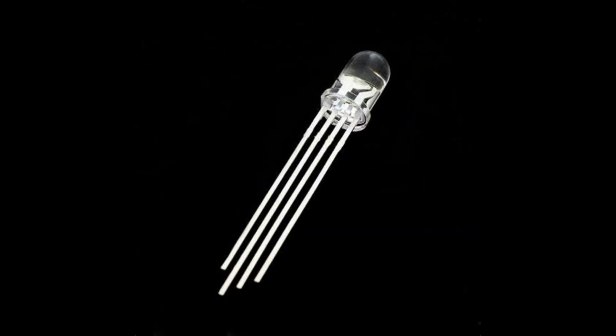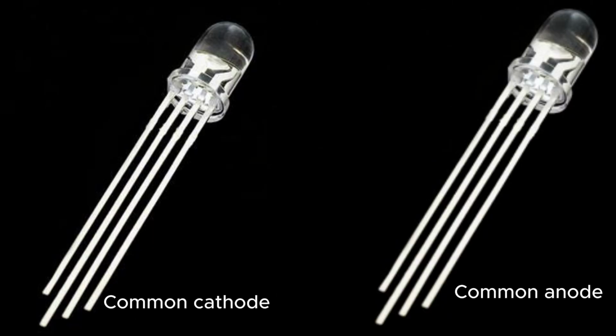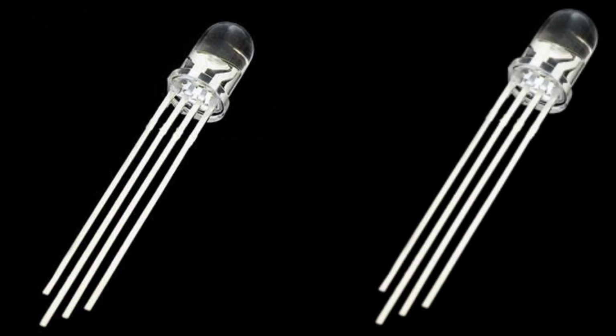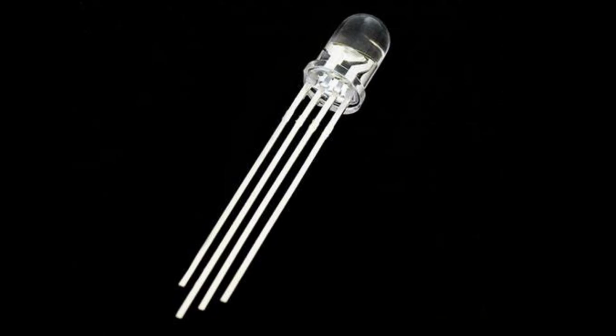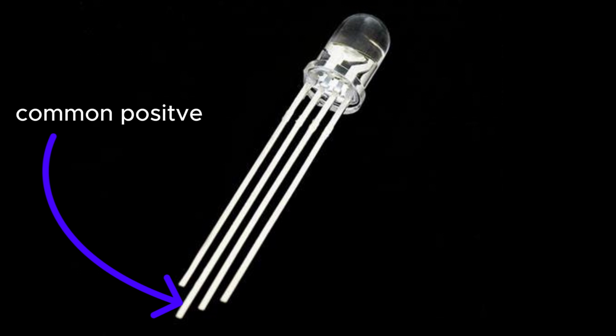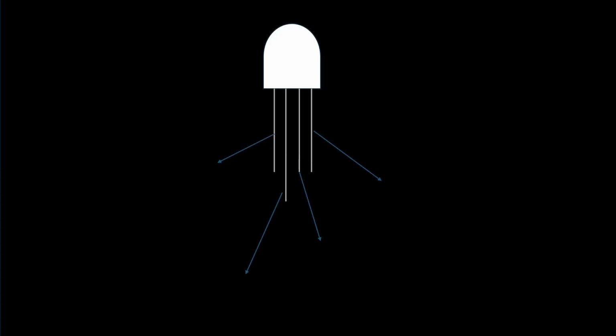The second kind is the common anode RGB LED. This is the common anode RGB LED. I know it looks exactly like the common cathode RGB LED. I honestly don't even know the difference. They honestly look the same. But the common anode RGB LED has a common positive leg. It has no ground. The longer leg of the common anode RGB LED is the positive pin, which you connect to your 5 volts on the Arduino.